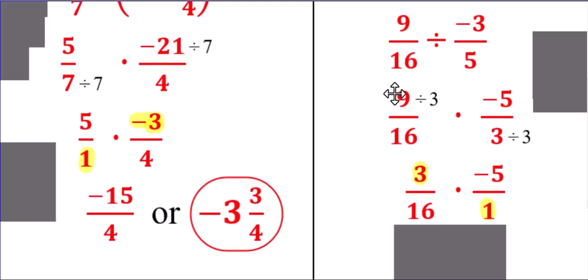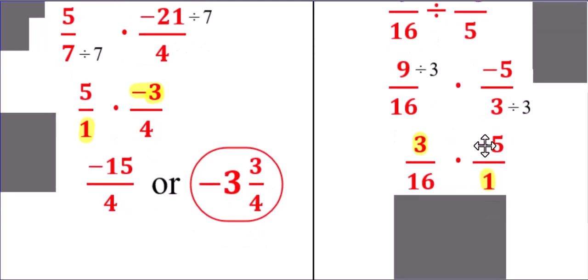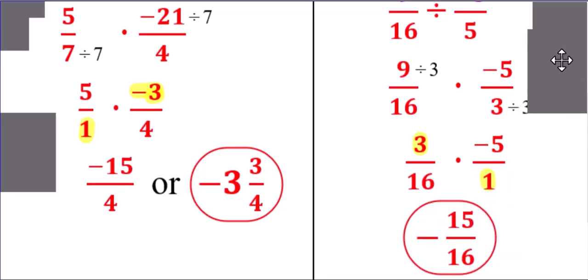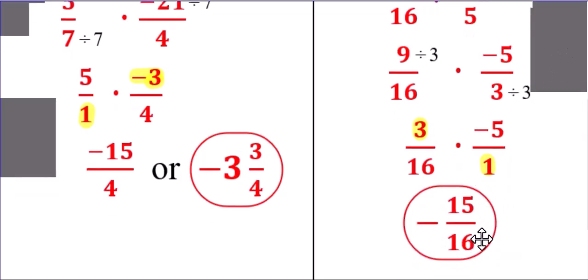Again, if you want to do the crossing out method to show these results, that's fine with me. 3 times negative 5 is negative 15, and 16 times 1 is 16. Negative 15/16. Make sure you still have that negative sign throughout your work, because a positive times a negative is a negative.